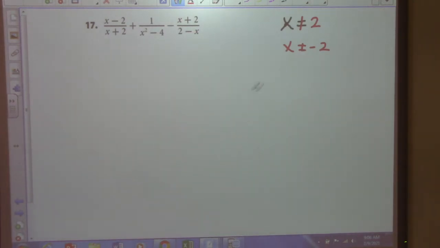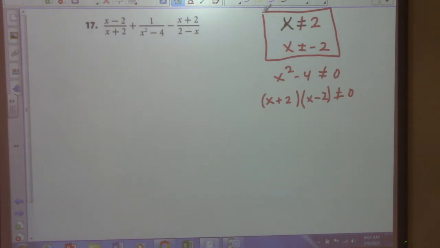Let's set this up here. We say x squared minus 4 cannot equal 0. So we have x plus 2, x minus 2 cannot equal 0. So what are the excluded values? Same as these, right? So to me, it looks like these are the excluded values we have. Okay.